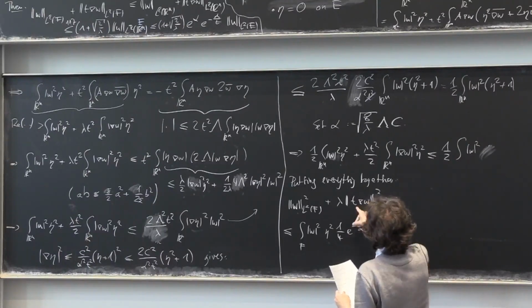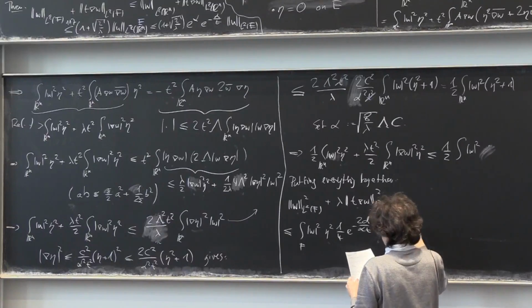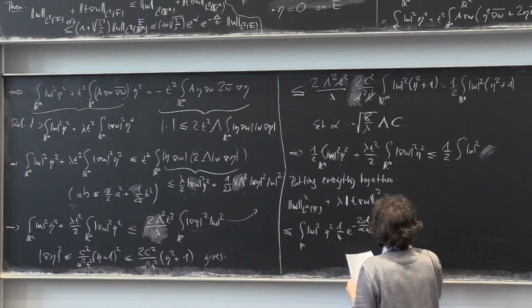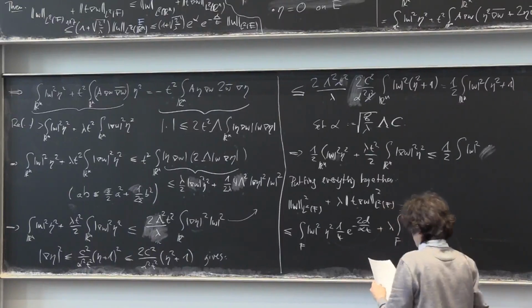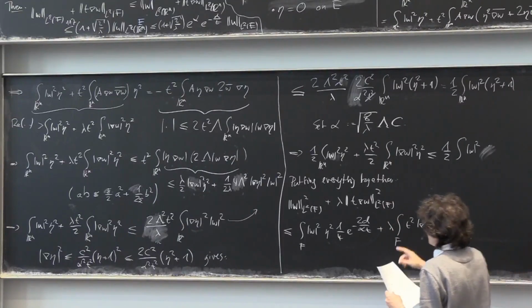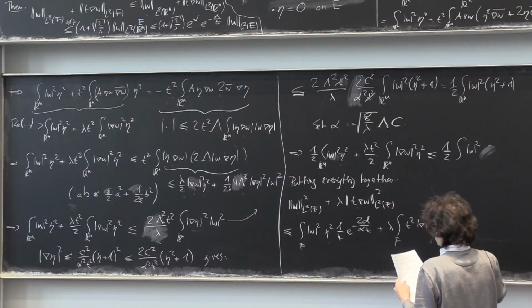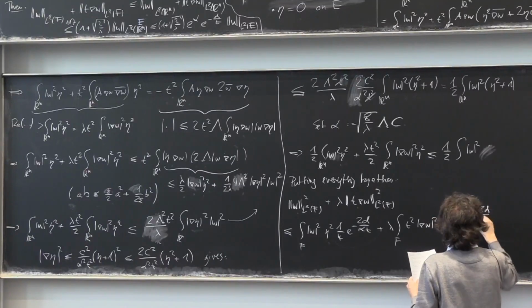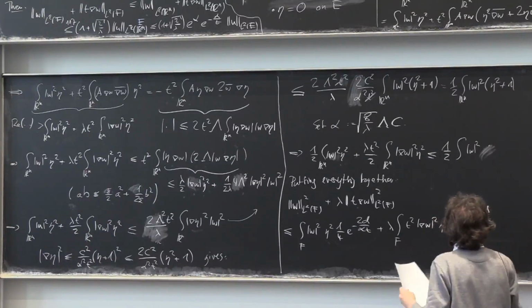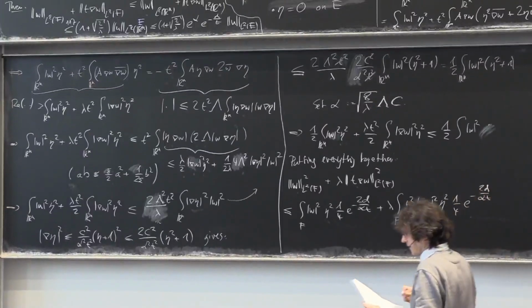Plus the same thing for the second term. This is lambda times the integral over F, t squared gradient W squared. This is just the L2 norm. And then just introducing the same factor, eta squared 1 over 4 e to the minus 2d over alpha t.